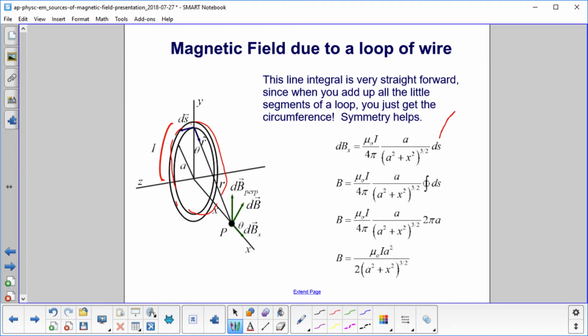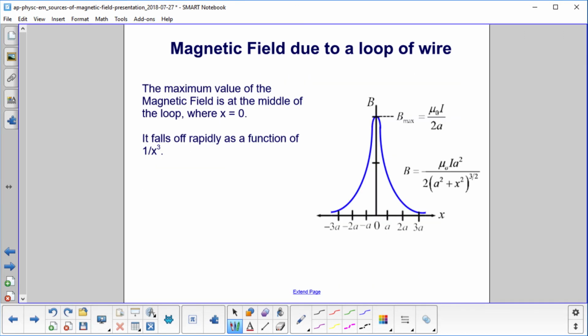So here's our dBx. We're going to do this formally. We do the line integral of ds and that's just going to be 2 pi a. Then we move things around to make it pretty, and here's our final expression for the magnetic field at point P, and it is all in the x direction. So if we wanted to do this as a vector, put a little vector hat there, and then put i hat telling you it's along the x direction.